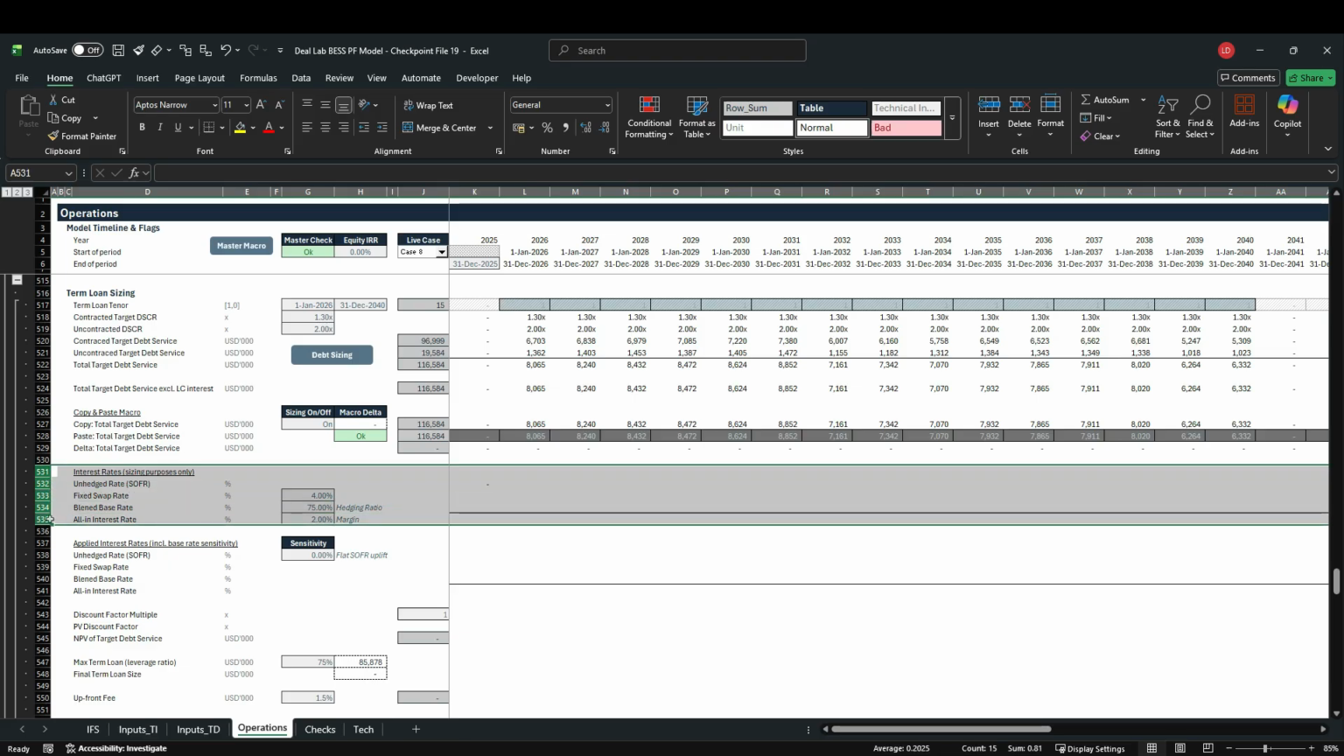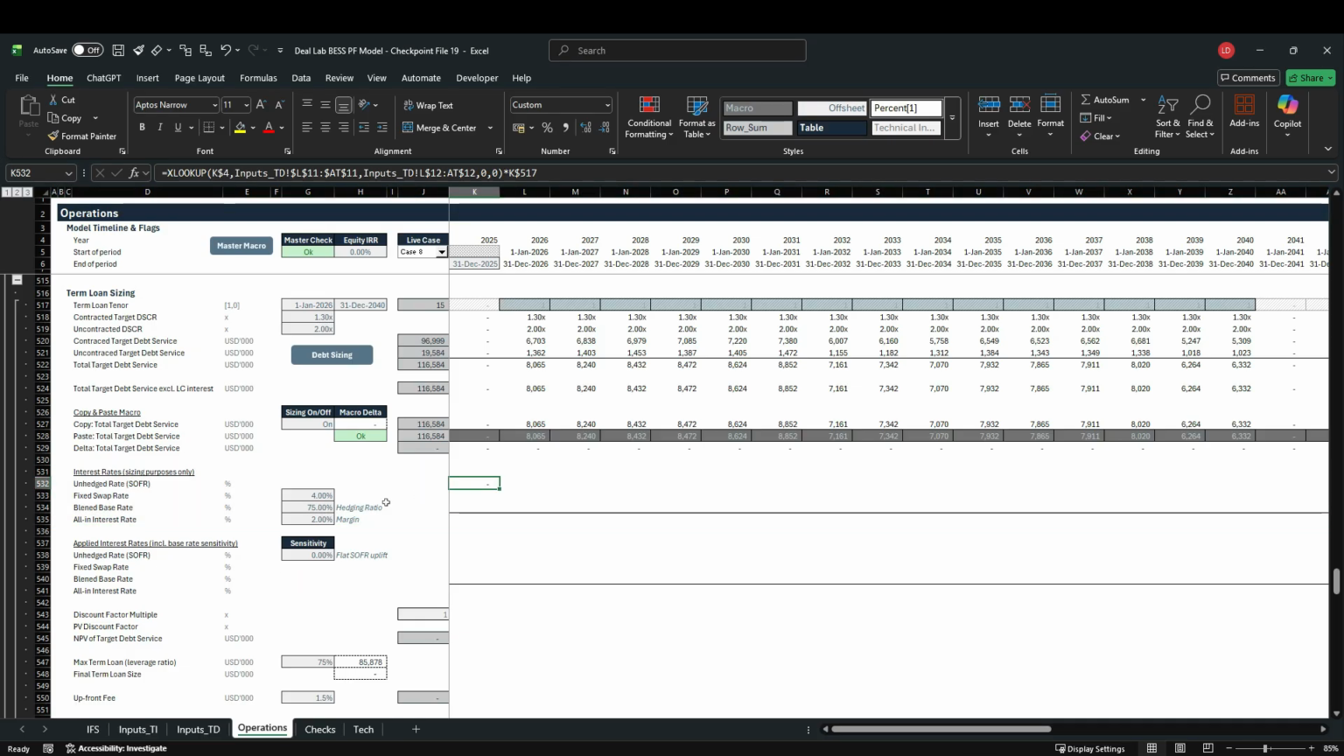So for sizing purposes, we do not want to sensitize our base rate assumption. But once the debt amount has been sized, then we want to see how an increase or decrease might affect our overall debt service coverage ratios in each period. So it's important that we differentiate here between the SOFR we pick up.